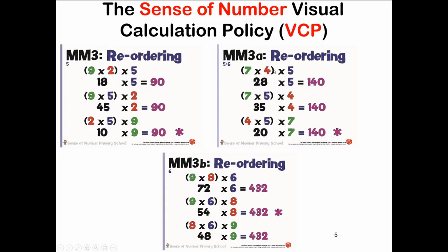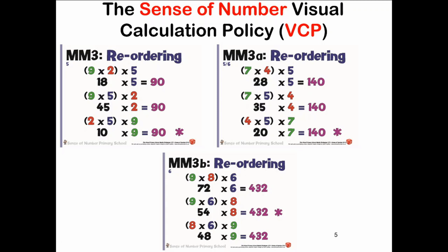Moving over here, we can see 7 times 4 times 5, 7 times 5 times 4, and 4 times 5 times 7. And again, it's that last one, I think, which is the easiest of the 3, 20 multiplied by 7. The third example actually leaves it open to interpretation.